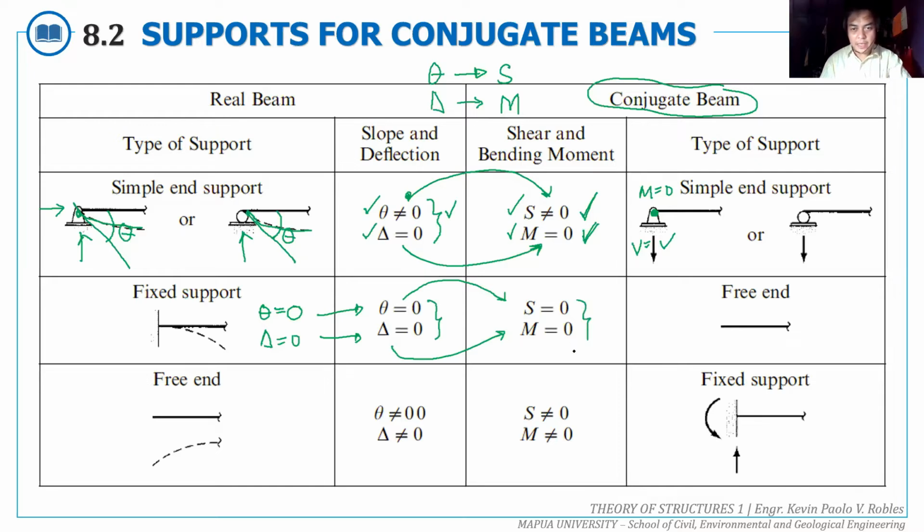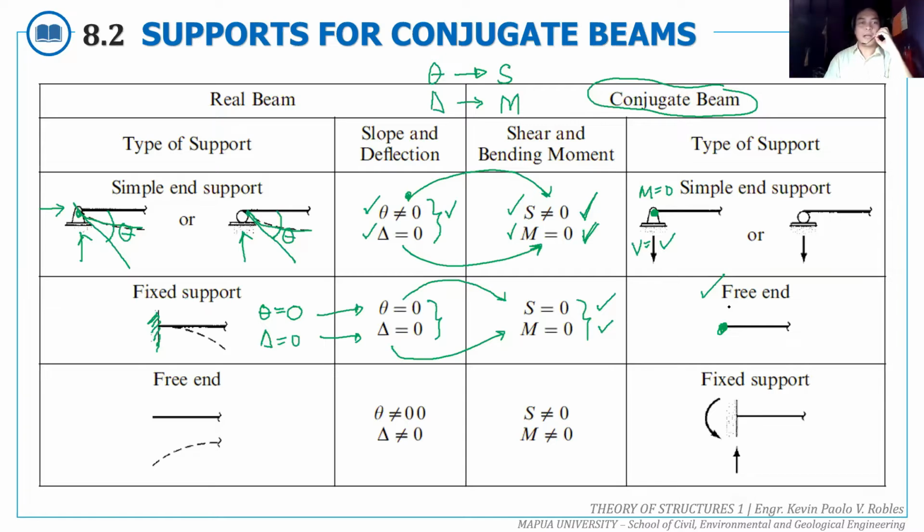Now, okay, let's think. What kind of joint has a shear of 0 and a moment of 0? Meaning, no shear force, no moment. Hindi ba't free end yon? Because at the free end, we know there is no shear force at the tip, and no moment either. Okay? So, it means that when the real beam has a fixed support, the corresponding conjugate beam would be a free end. So, that is how to identify the conjugate beam given the real beam.